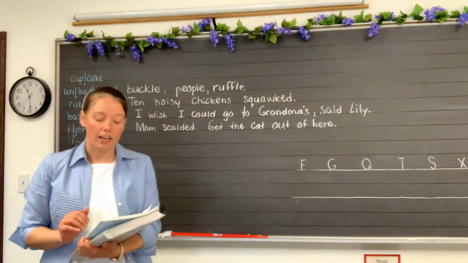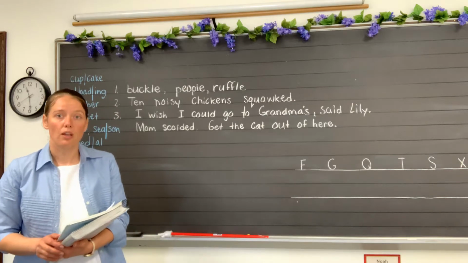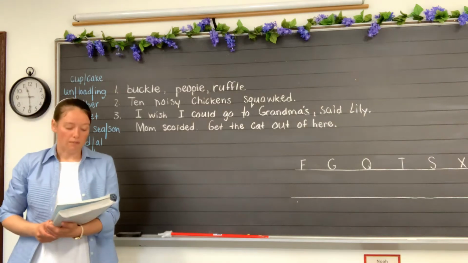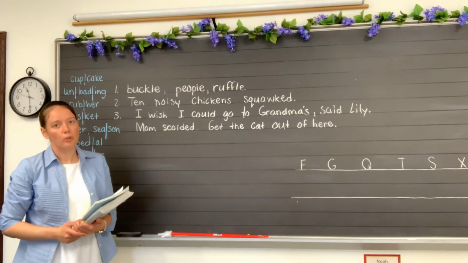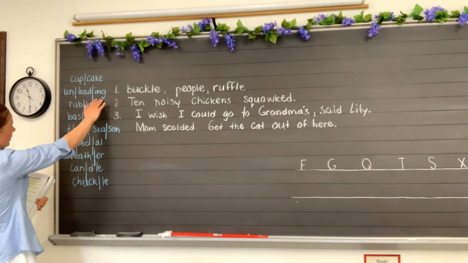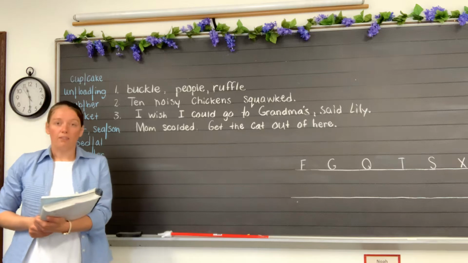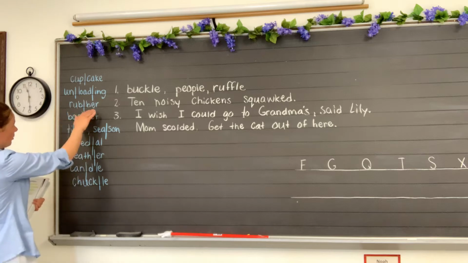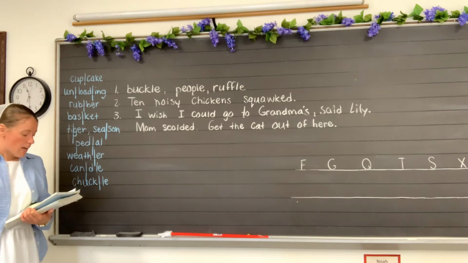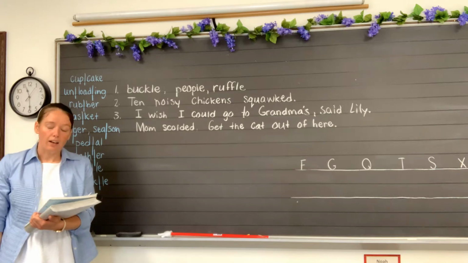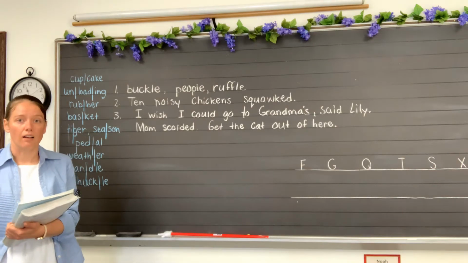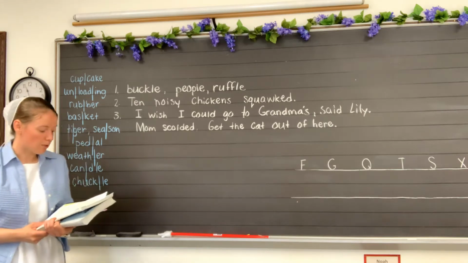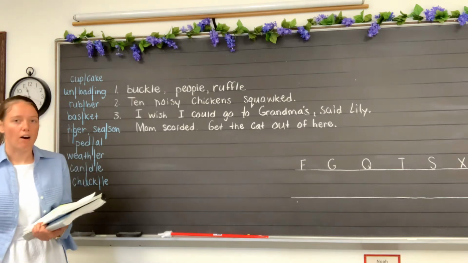Number 1, divide a compound word between the two words, as in cupcake. Number 2, divide a word between the prefix, root word, and the suffix, as in unloading. Number 3, divide a word with double consonants between the double consonants, as in rubber. Number 4, divide a word with unlike consonants between the unlike consonants, as in basket, between the S and the K.